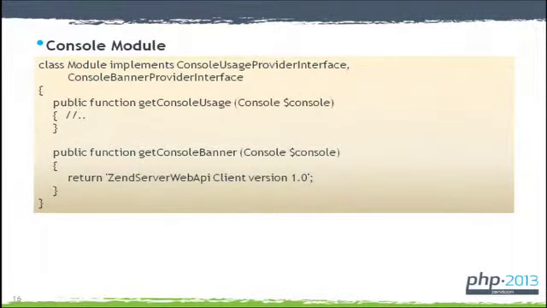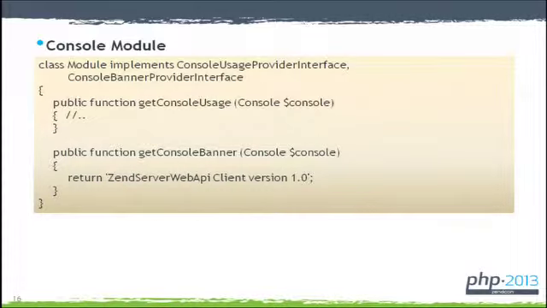Now, when we start using the console line client, we need to create a module, and we need to specify that we're using console usage provider interface and console banner interface. So these two require us to put some functions inside of our module. And the second one, get console banner, is the one that is just displaying information about the client. Not the help, just a name or something on the top.